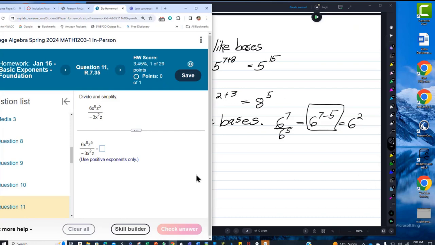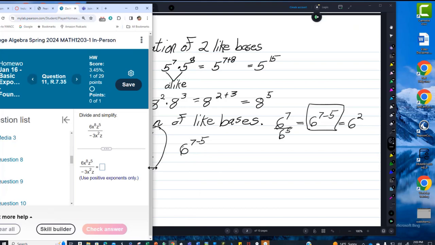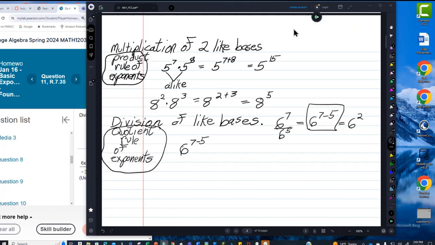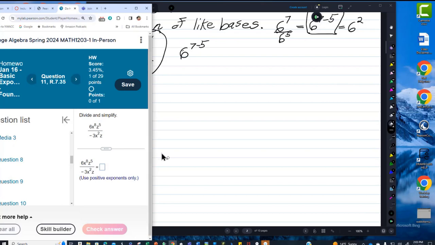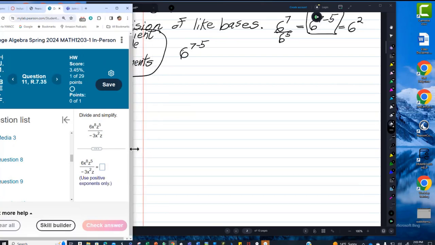So now, we have a puzzle. Actually, I shouldn't put that there though, because we're still using the quotient rule. So I'll just leave it here. Here's the problem, right here. Divide and simplify.